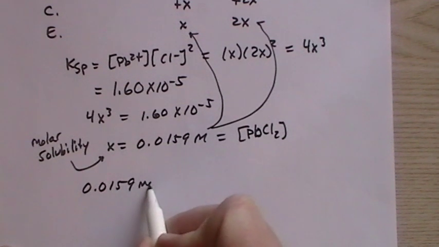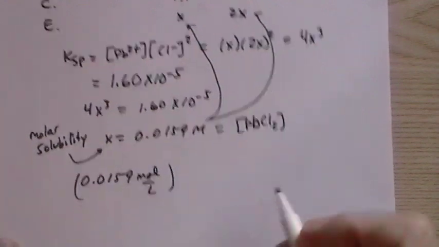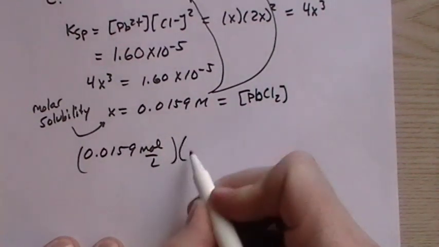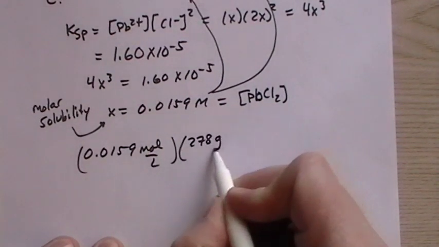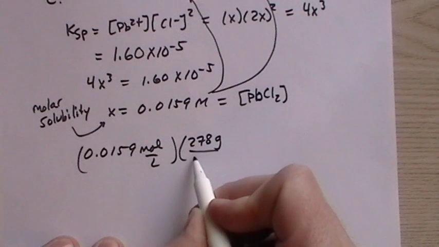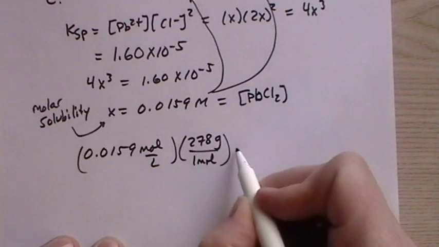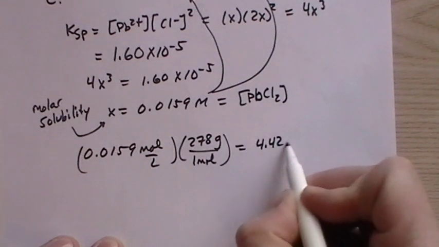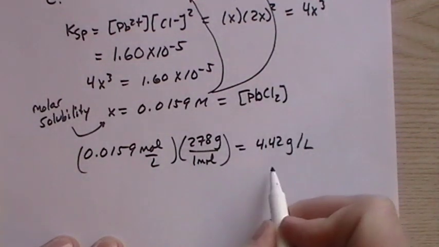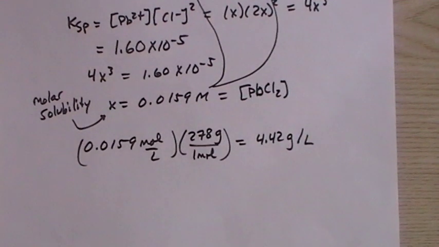If they just say solubility, they generally mean in grams per liter. So we take 278 grams, which is the molar mass of the lead chloride, and we get 4.42 grams per liter. So every liter of solution will contain 4.42 grams of lead 2 chloride.